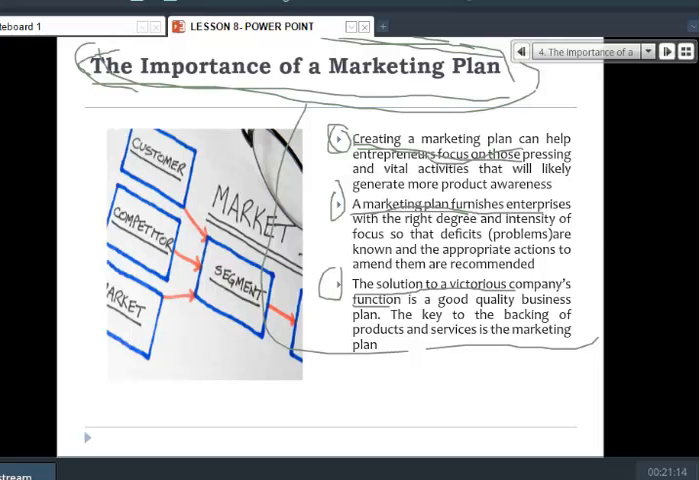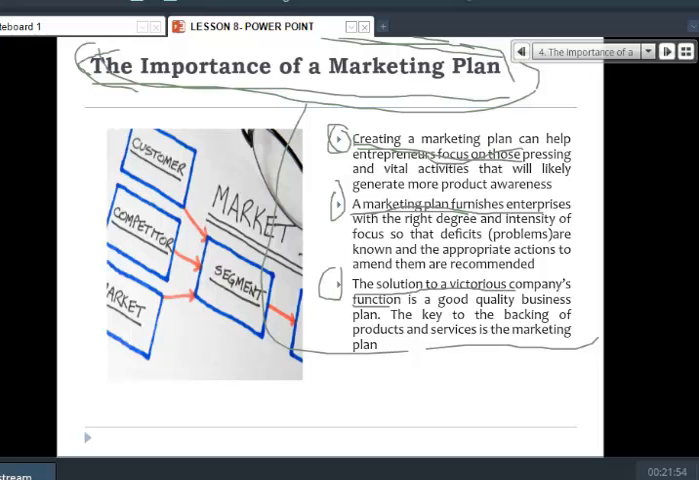So creating a marketing plan can help entrepreneurs to focus on those pressing and vital activities that will likely generate more products and awareness. So the importance of a marketing plan is to generate ideas and to generate awareness among the customers. A marketing plan furnishes the enterprise with the right degree and intensity of focus so that the problems are known and appropriate actions to amend them are recommended.